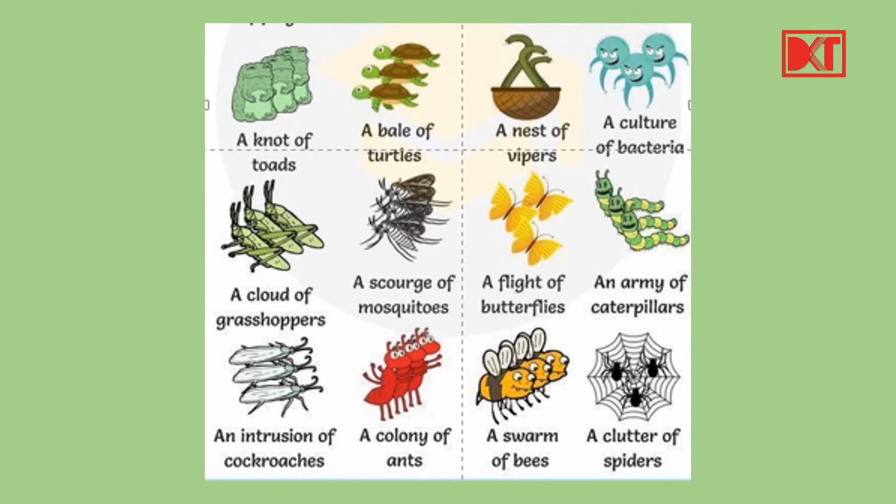You see a bale of turtles, a culture of bacteria, army of caterpillars, flight of butterflies, colony of ants, swarm of bees, and a clutter of spiders.